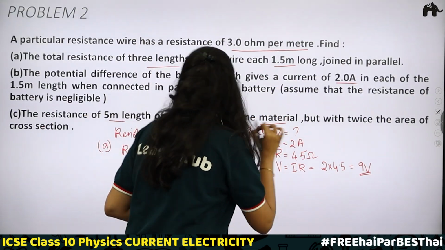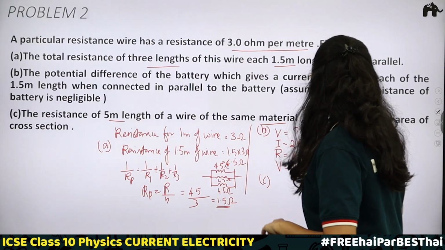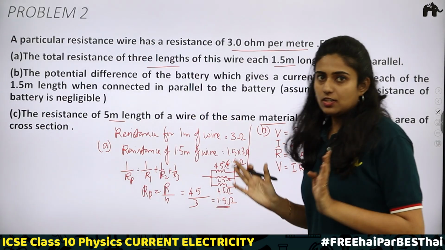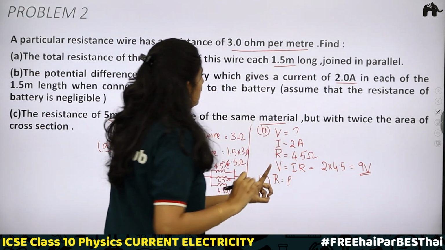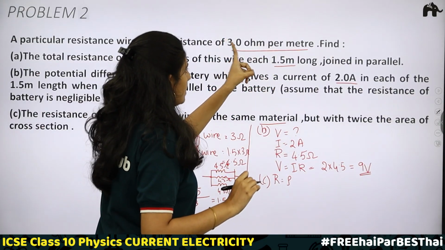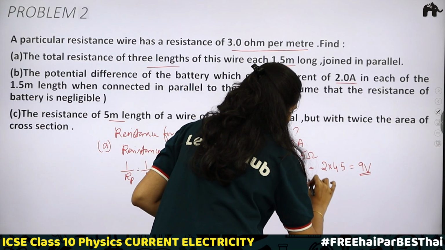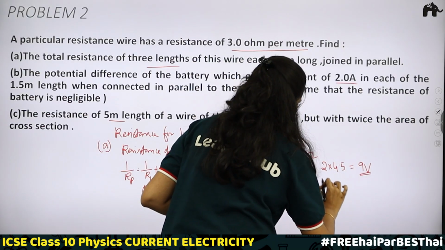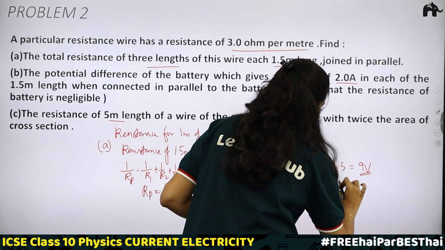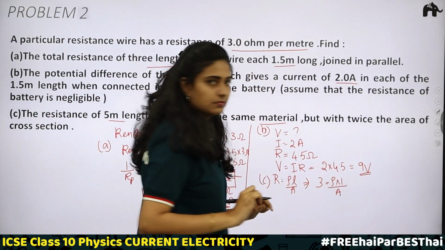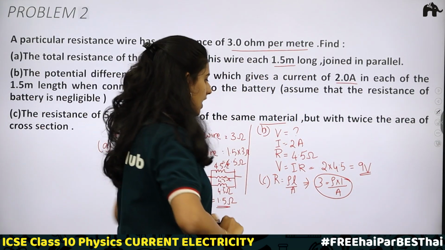Now the third part, C part, the resistance of 5 meter length of wire of the same material but with twice the area of cross section. We have resistance R is equal to rho L by A. When the length was 1 meter, we had the resistance 3 ohm. So initially R is 3 when the length was equal to 1 meter: 3 is equal to rho into 1 divided by A. Now what happens?